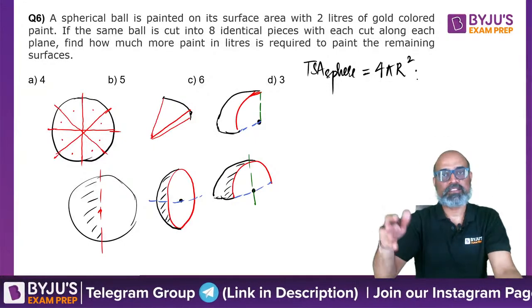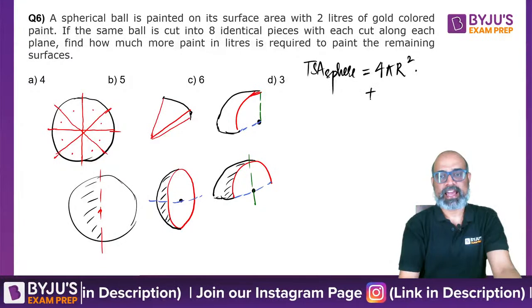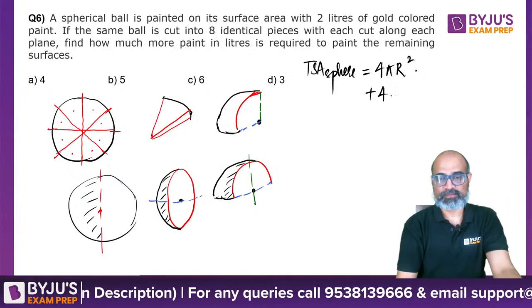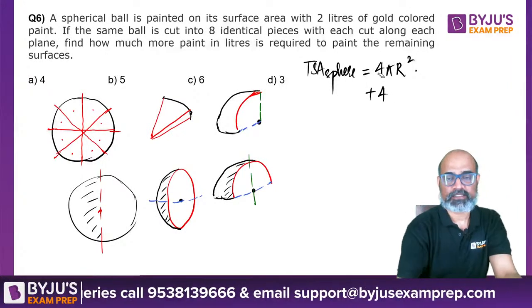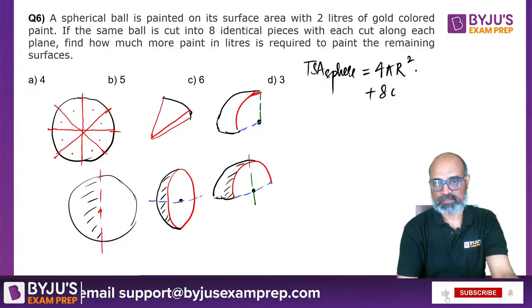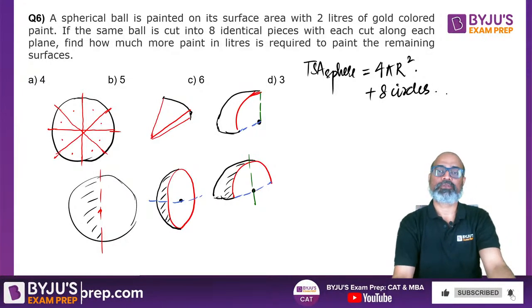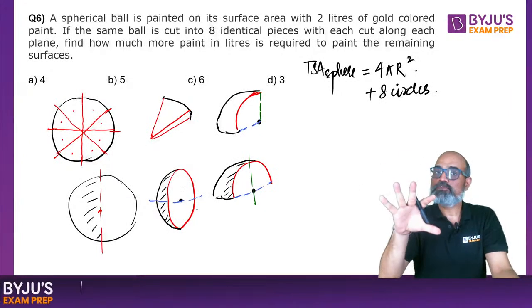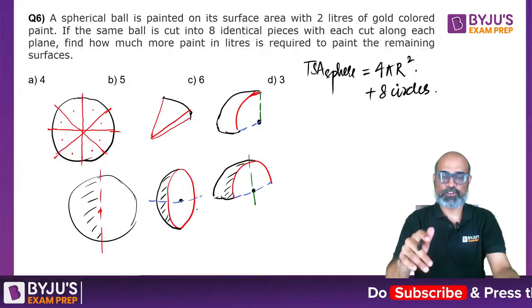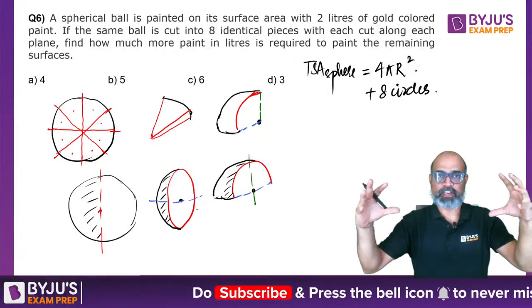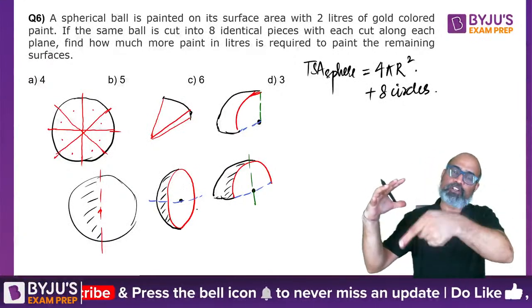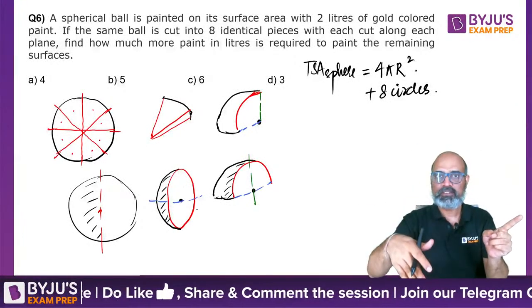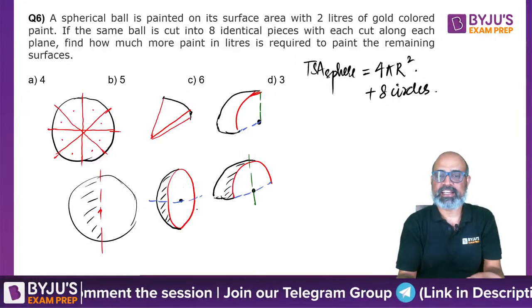Now if I make 4 slices, can I say I get additional circles? Not 4 circles, I'll get 8 circles. Yes or no? See, look at the hemisphere. This entire sphere was 4 pi r square. When I sliced it in half, and you push the two halves away, you will find one circle over here, and another circle over here. So with every cut, I get two circles. If I make 4 cuts, I'll get twice of that, as in I'll get 8 circles.